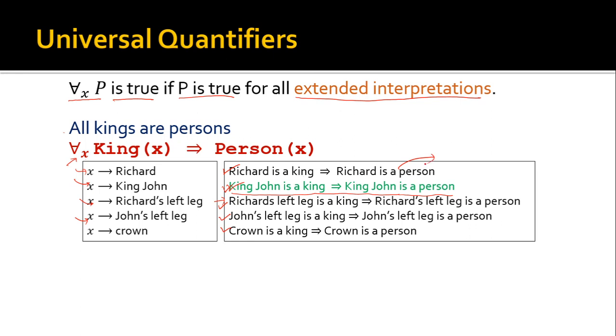So these all are called the extended interpretation, and this is called the intended interpretation.